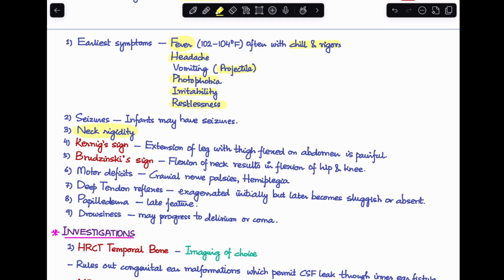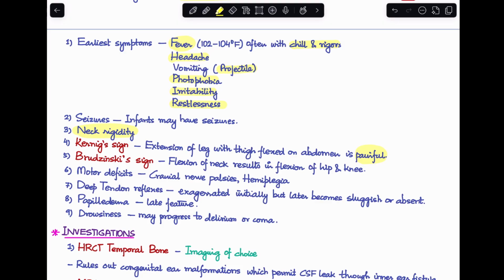And there are two signs that we usually see when we perform the clinical examination of the patient. First is the Kernig's sign. Now, what is Kernig's sign? Kernig's sign is when you extend the leg of the patient with the thigh flexed on the abdomen, the whole movement ends up being very painful for the patient. This is known as Kernig's sign.